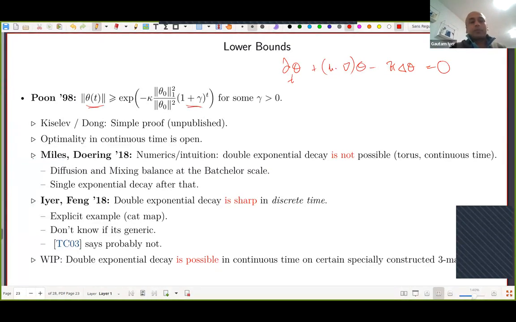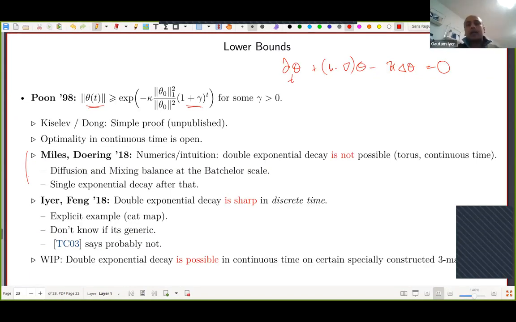There's this really nice paper by Charlie and his former student Miles, that gives numerics and some intuition saying double exponential decay should not be possible, right? His point, if I understand correctly, is that diffusion and mixing balance at this thing called the Batchelor scale. And after that, you only get single exponential decay. You can't go further.